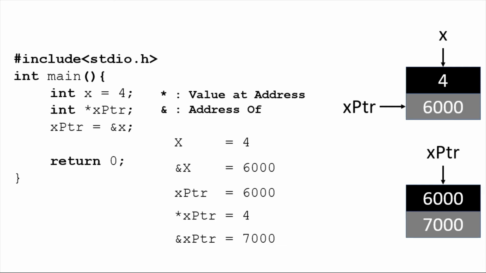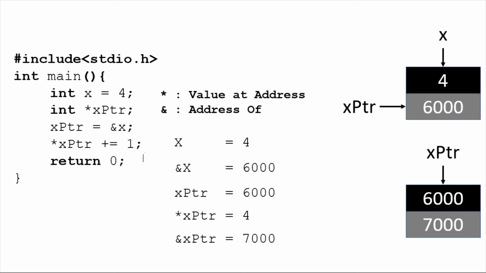It just stores the address of another variable, but you can alter the value stored at particular addresses using pointers. For example, if I want to increment the value of x, I can write star xptr plus equal to 1. That is, increment the value at the address of xptr.